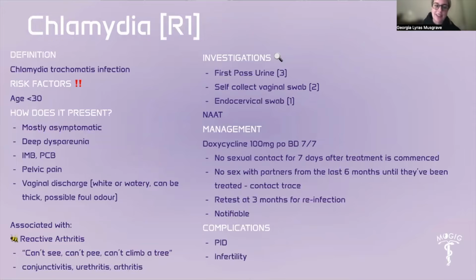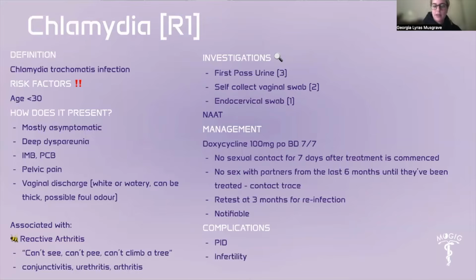The phrase is can't see, can't pee, can't climb a tree. So can't see is conjunctivitis, can't pee is urethritis, can't climb a tree is the arthritis component. You're going to investigate it with the relevant swabs, and management is doxycycline twice a day for 7 days.